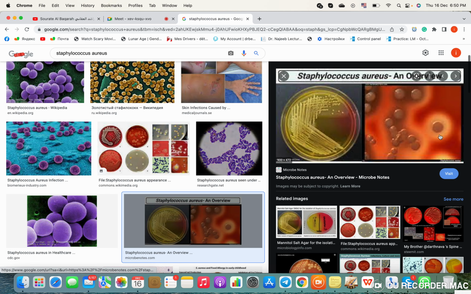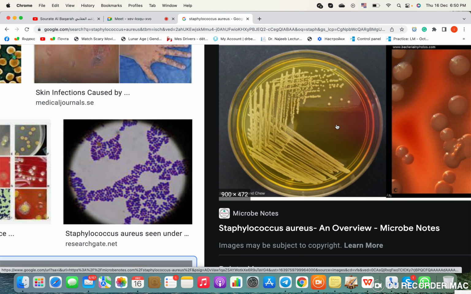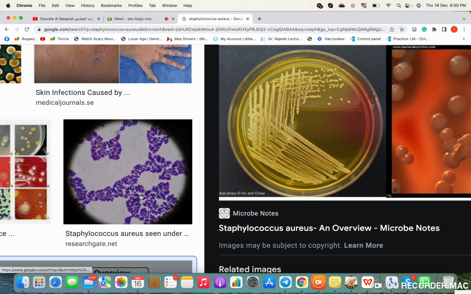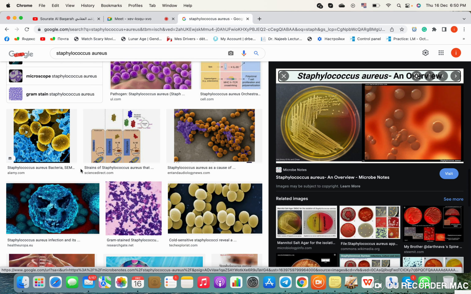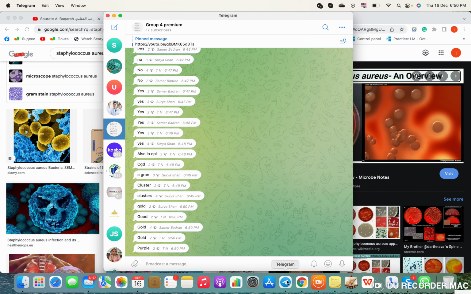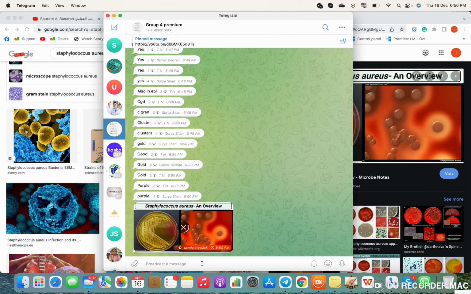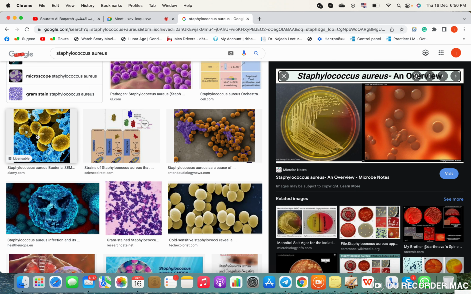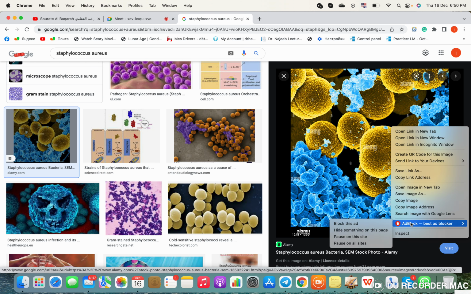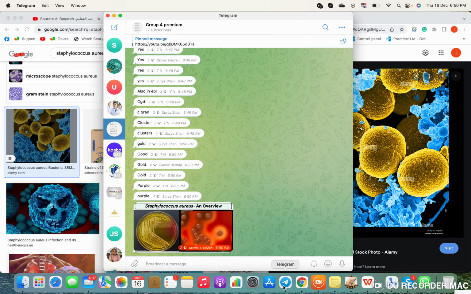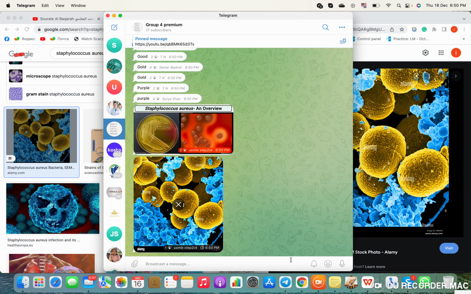So take a look here. Is that gold enough for you? It is gold enough for me. So do not be tricked. It's a gram-positive bacteria. So what will be the color of the bacteria under microscopy with the gram stain? Purple, exactly. It's gold if you visualize it with electron microscopy or something like that. But in reality, when you do the gram stain, it's purple.